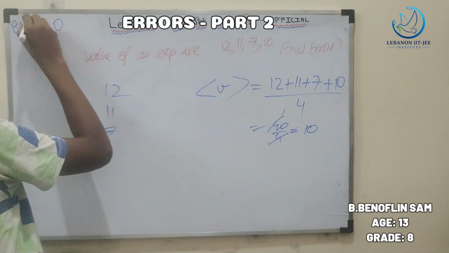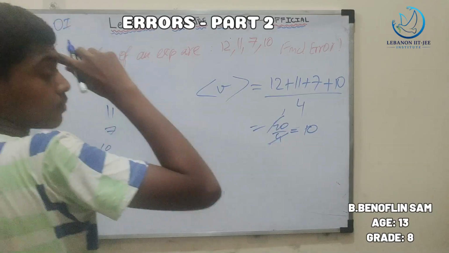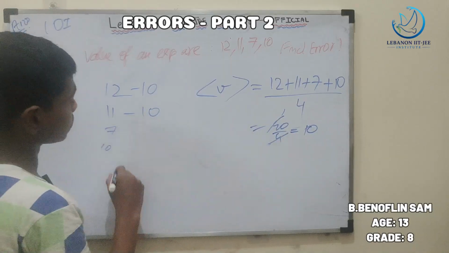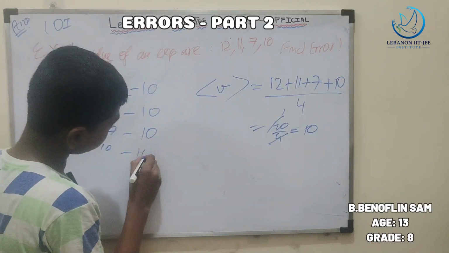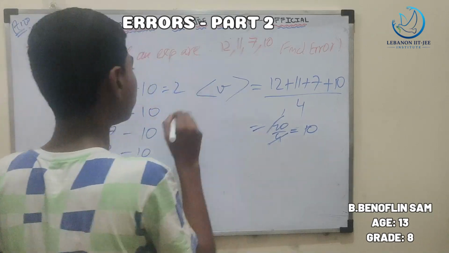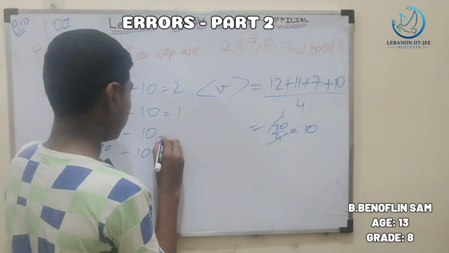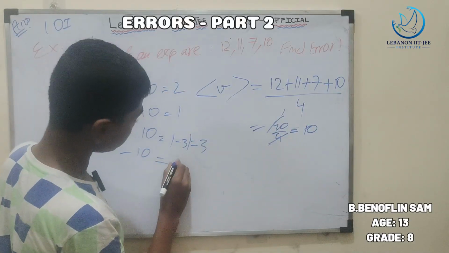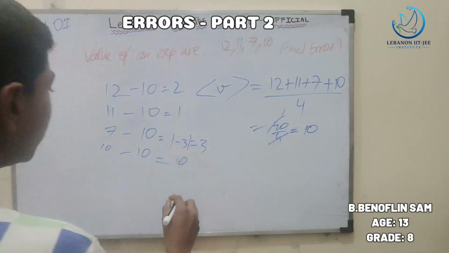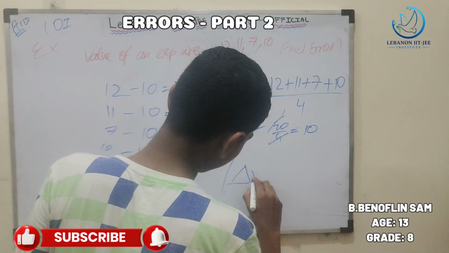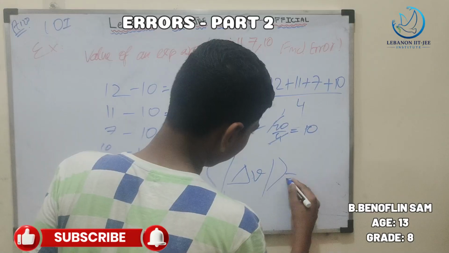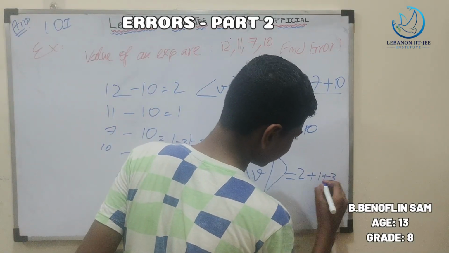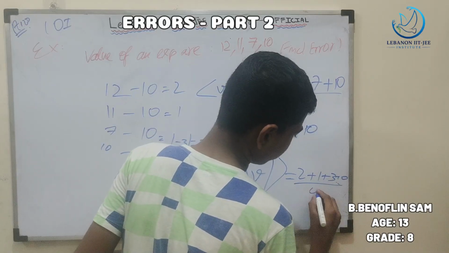Okay, you have to know the plus or minus here. So 12 minus 10 is 2, 11 minus 10 is 1, 7 minus 10, modulo of minus 3, becomes 3, 10 minus 10 is 0. Okay, so here you have to find the average of modulo delta V. So delta V will come as 2 plus 1 plus 3 plus 0, divided by 4.